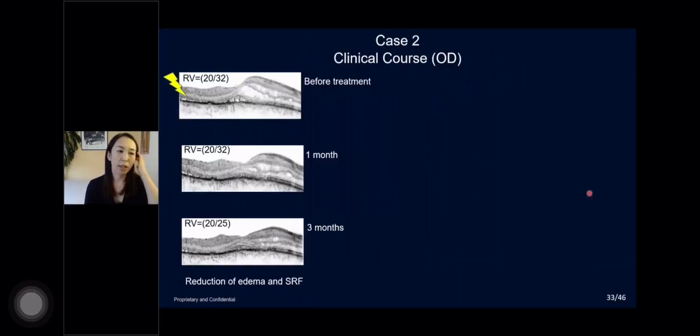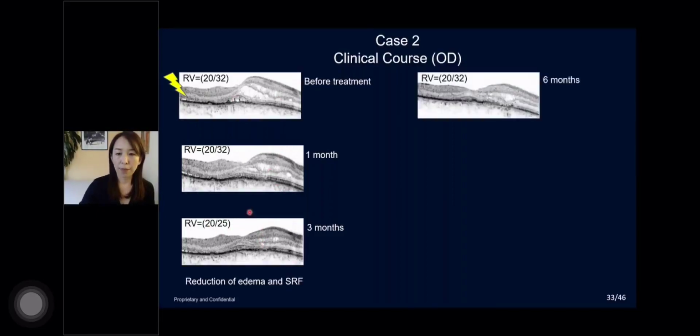So we can see the clinical course, and this is before treatment. One month after the laser, very nicely, the SRF, subretinal fluid, is gone, and the intraretinal edema is dramatically reduced. After 3 months, again, much better. In 3 months, we could see very good improvement, not only in the OCT image but also in visual acuity. After 6 months, we didn't see a big difference.